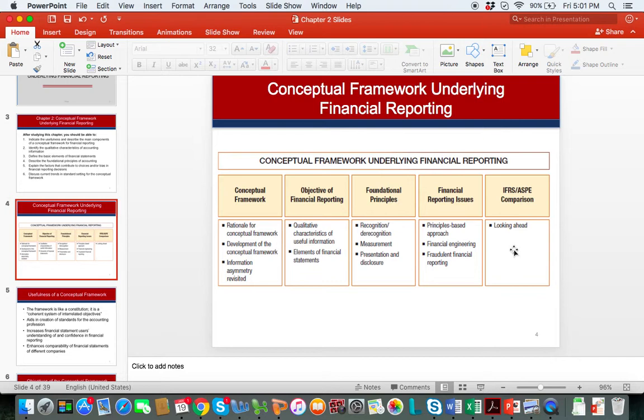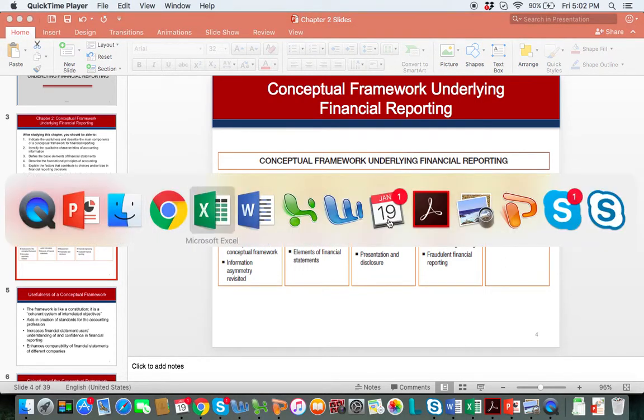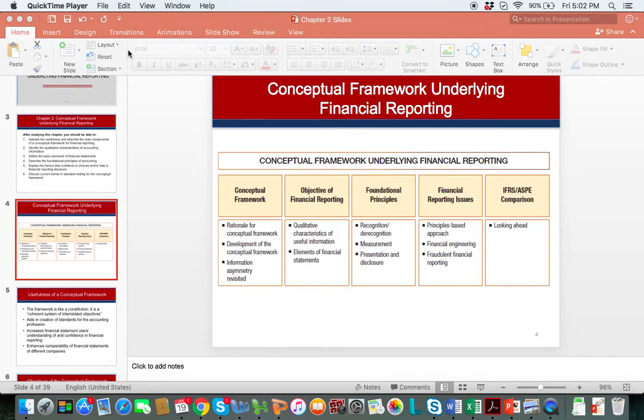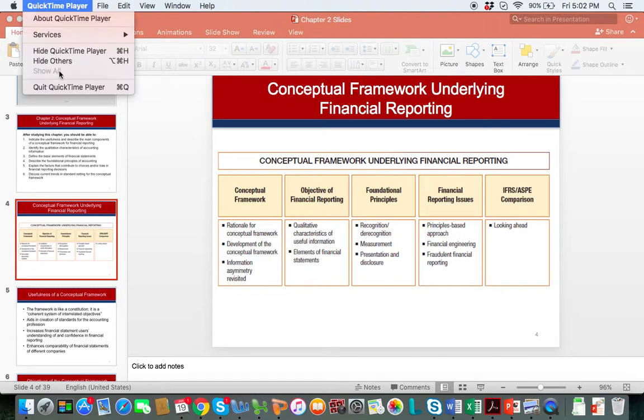So looking ahead, it's an ever-evolving environment where items like IFRS and ASPE GAAP are constantly updated to stay up to date with how modern businesses are operating, so that it remains relevant, basically, that the standards we use are still relevant now, and that we're not using redundant standards.